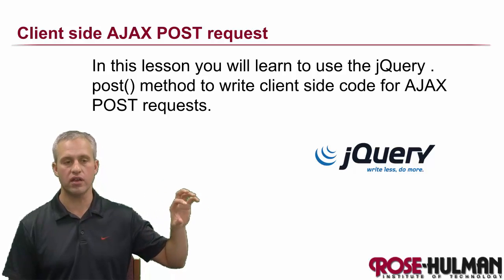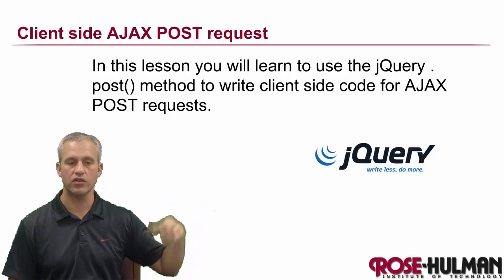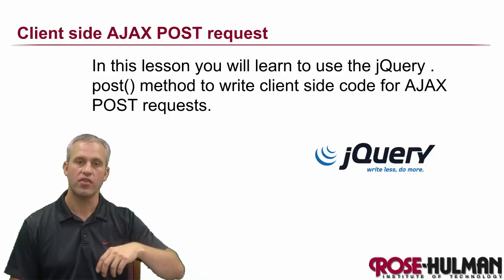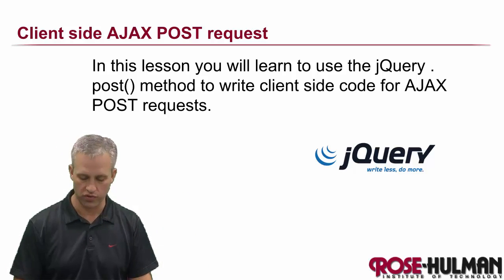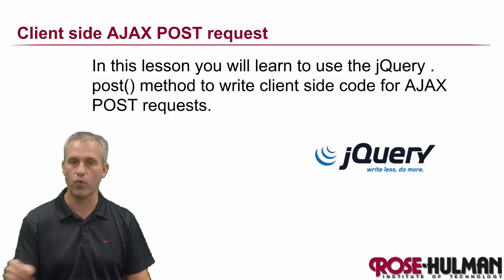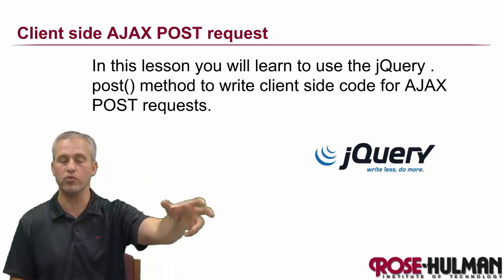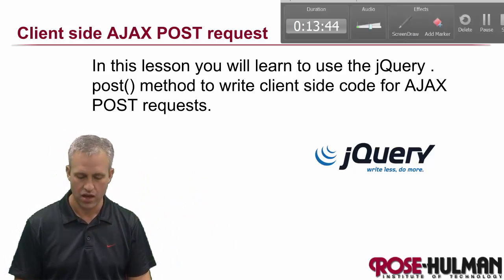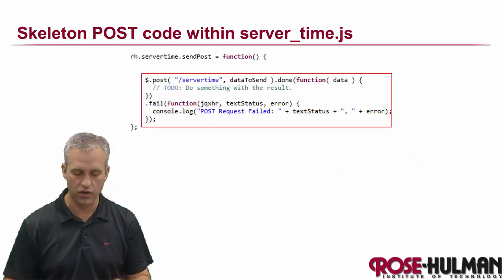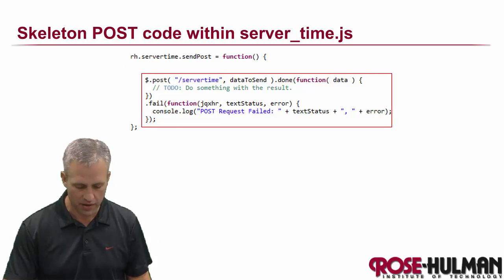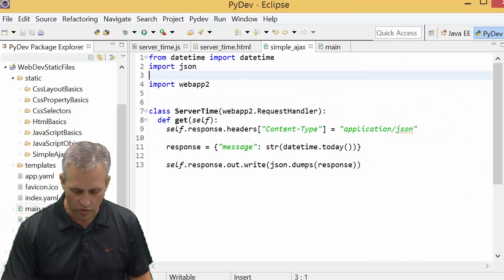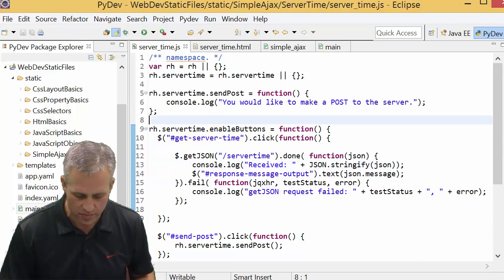So just like with gets, everything is really using that AJAX method, but post is a convenience method that sets the type to be post for us, which is nice. There is no post JSON method, but if there were, we would use it because we're going to do a post and then we're going to get JSON back. So the first thing we need to do is put in our basic skeleton code. You can copy it from the link above if you wanted to do that, and go into your servertime.js.